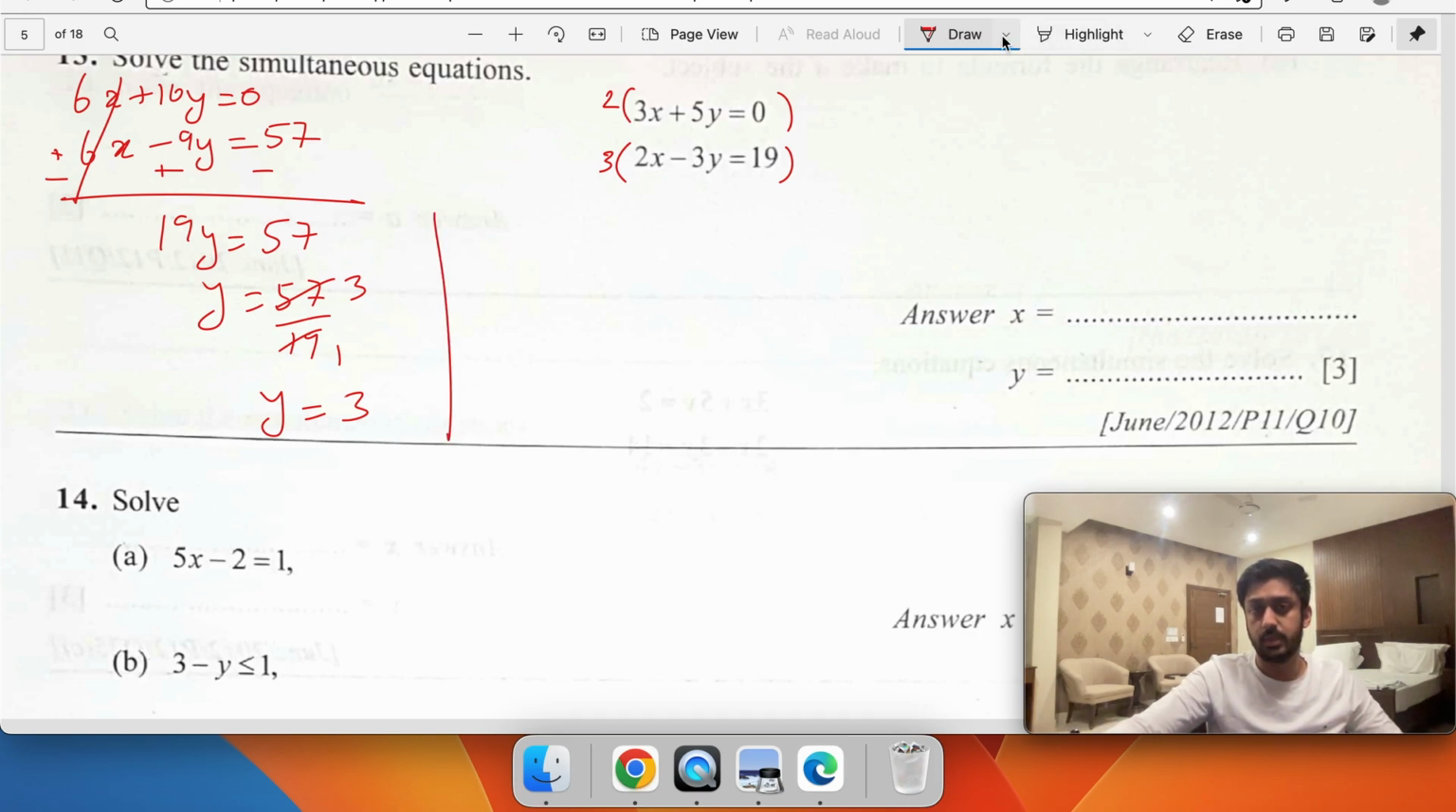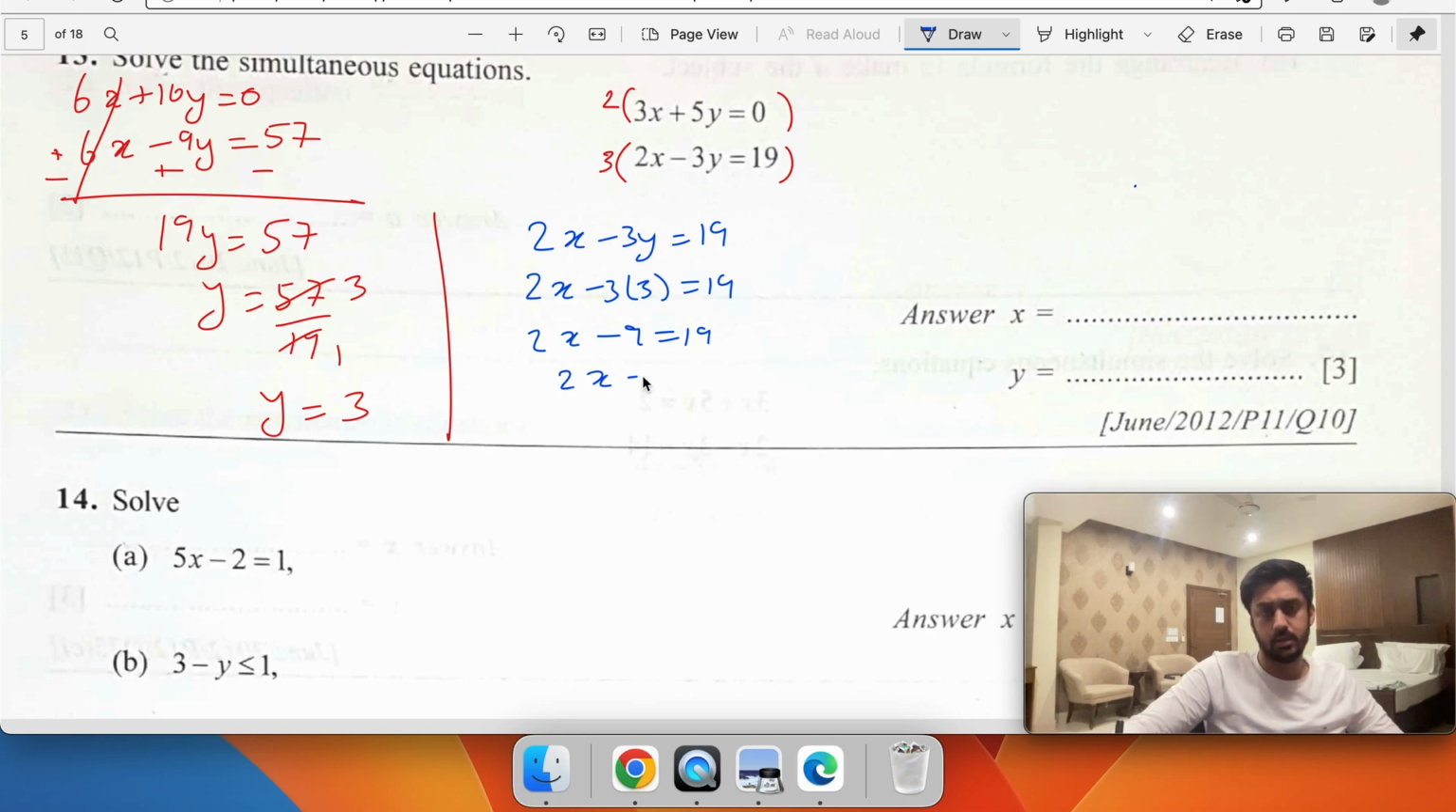Next would be to find the value of x. Use any of these equations. So 2x minus 3 into 3 is equal to 19. 2x minus 9 is equal to 19. 2x is equal to 19 plus 9, equals 28. X is equal to 14. So x is 14 and y is 3.